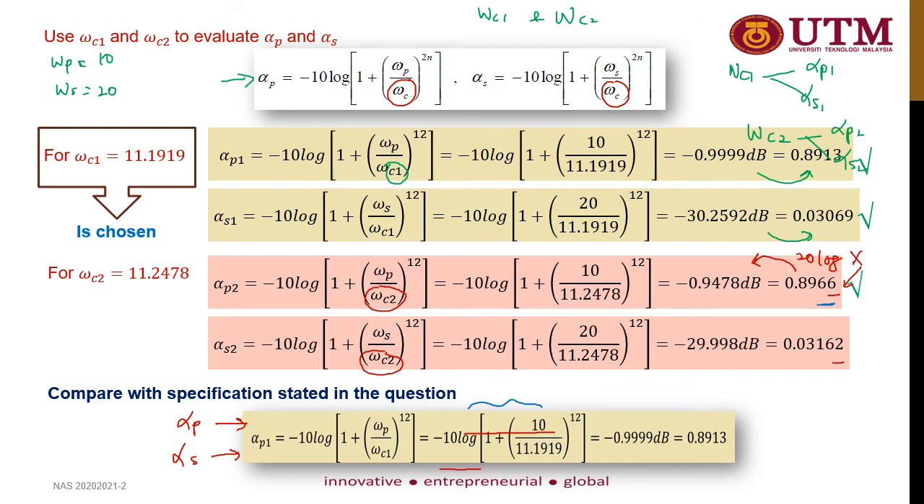Now let's check for alpha S2. It is 0.03162. Okay, so it is exceeding the requirement a bit. It exceeds the required value because the required value is 0.0316, but you have 0.03162, so it exceeds the stop band requirement. Therefore, this omega C2 will be eliminated. Therefore, omega C1 will be chosen in your calculation.